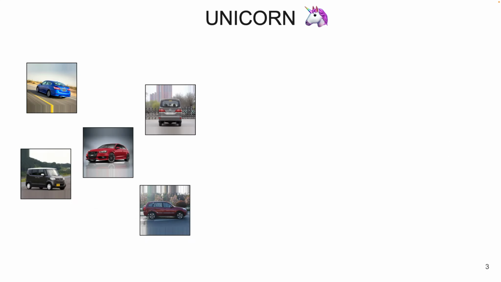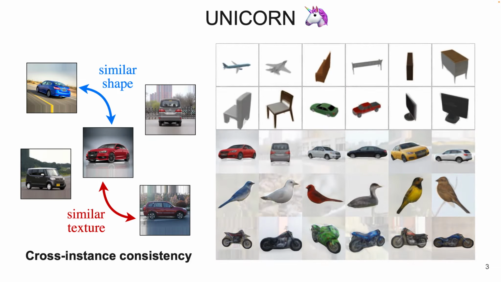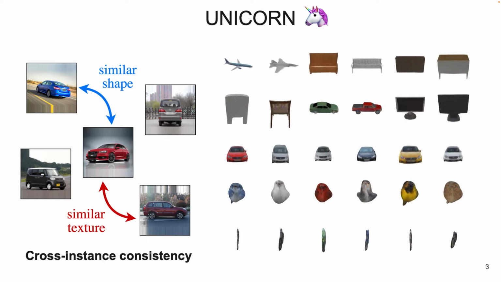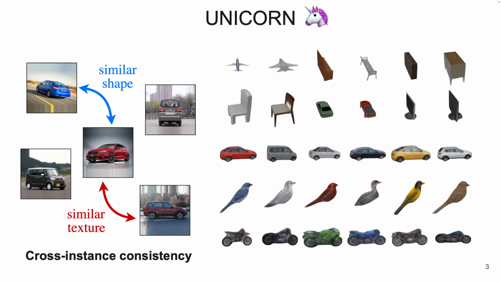In this work, our goal is to learn a system from raw images of an object category, without any further assumption. Our key insight to avoid supervision is to leverage the consistency across different instances. Our system, called Unicorn, is able to produce highly competitive results on diverse shapes from ShapeNet as well as on real images.